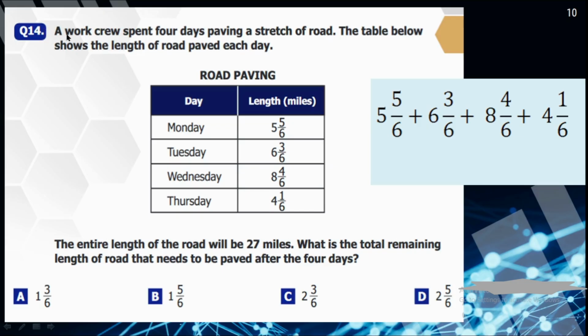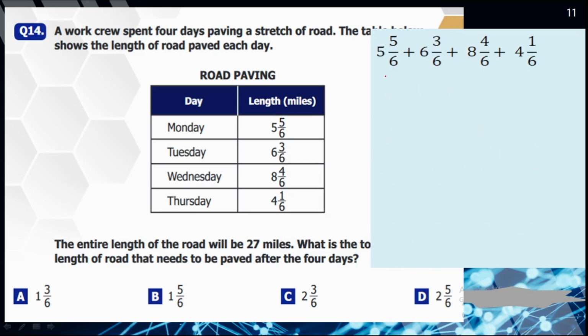Question number 14. A work crew spent 4 days paving a stretch of road. The table below shows the length of the road paved each day. The entire length of the road will be 27 miles. What is the total remaining length of the road that needs to be paved after the 4 days? Well, we are going to write all our mixed numbers and add the whole number parts, like 5 plus 6 plus 8 plus 4 is equal to 23, and then we will add our numerators. 5 plus 3 plus 4 plus 1 is equal to 13.